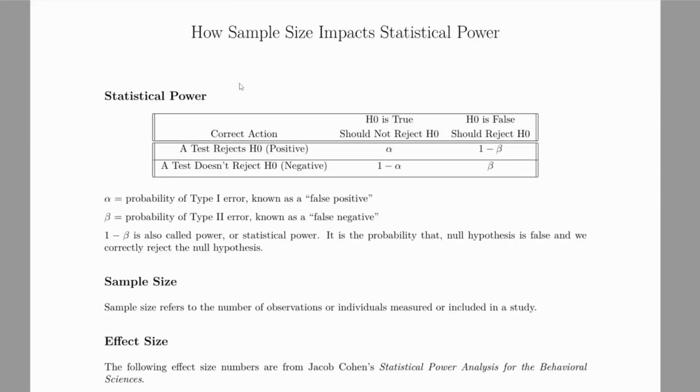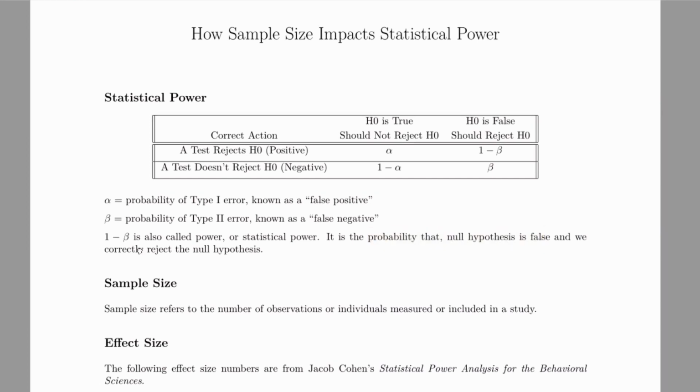In this very short tutorial, I'm going to explain how sample size impacts statistical power. Power, or statistical power, namely is 1 minus beta. It means that when the null hypothesis is false, namely H0 is false, and we reject the null hypothesis, that is 1 minus beta. So 1 minus beta is the power, the probability that the null hypothesis is false and we correctly reject it.